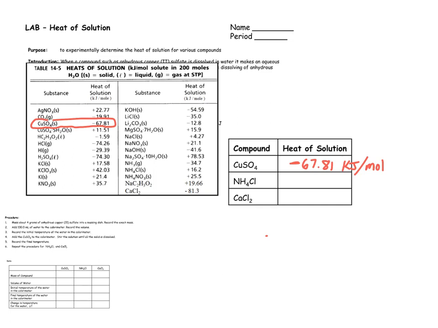And then we have ammonium chloride, NH4Cl, that's right here. That has a value of positive 16.2. And then there's calcium chloride, which is negative 81.3. Now, if the heat of solution is negative, that's going to be exothermic to make it dissolve, and that will make the water get hotter. If the heat of solution is positive, like NH4Cl, then that is endothermic, and that's going to make the water get colder because it's going to take heat out of the water and put it into the dissolved ions.